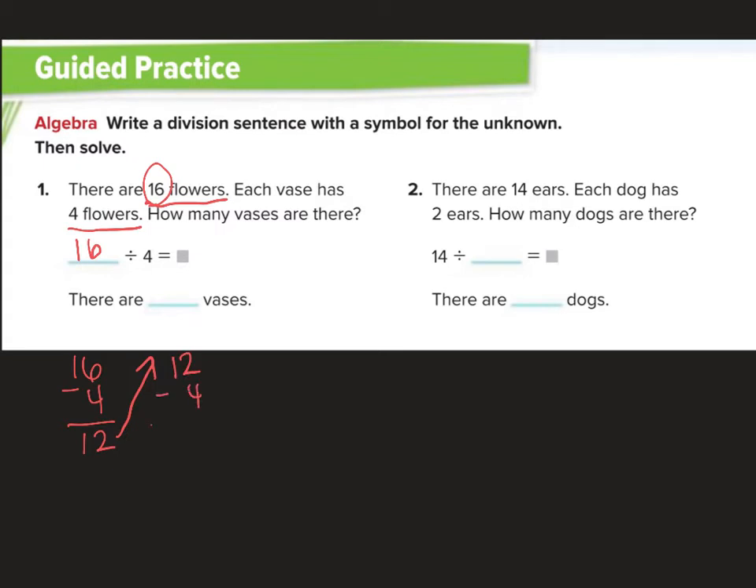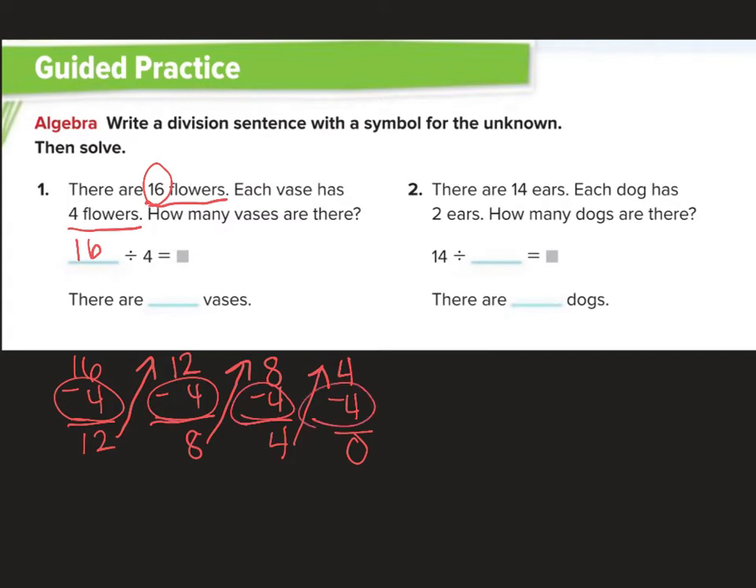12 minus 4 is 8. Bring 8 up. 8 minus 4 is 4. Bring 4 up. 4 minus 4 is 0. So how many times did I subtract 4? 1, 2, 3, 4 times. So that means there are 4 vases.